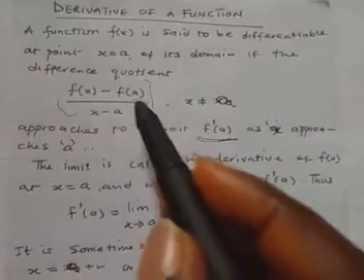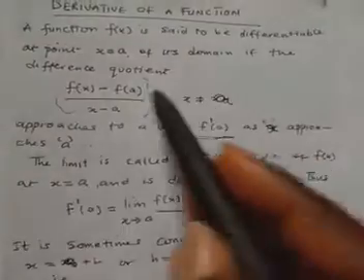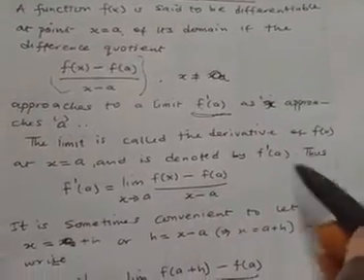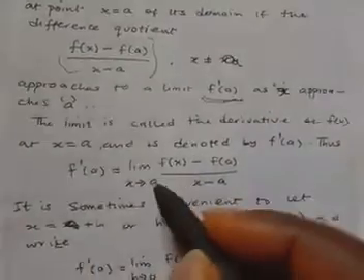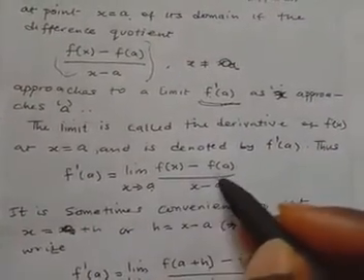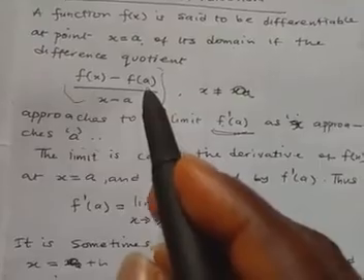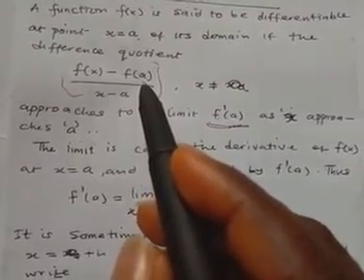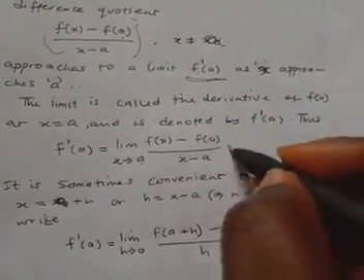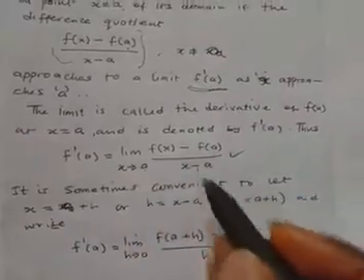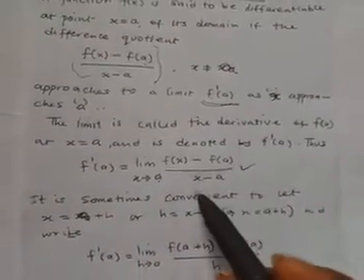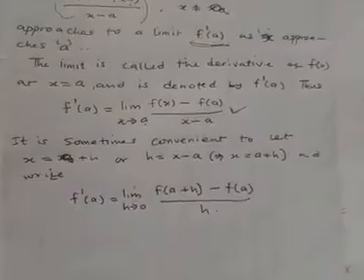So we can write this story that we have said so far as f prime of a is equal to the limit as x tends to a of the difference quotient. So this is the definition of the derivative of a function. This is how we define the derivative of a function.